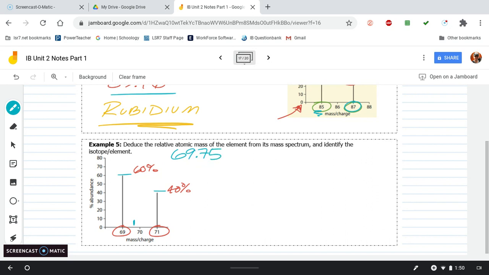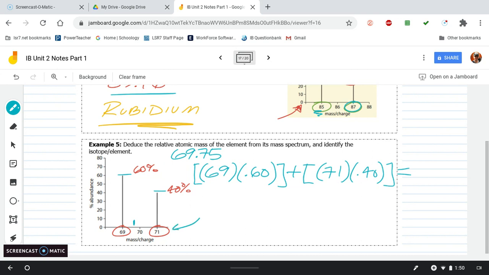And then let's go ahead and do the math and see how I did with my attempt at getting it without the math. So 69, I'm going to multiply that by 0.6. I'm going to bracket that. We're going to add that to this side, which is going to be 71. We're going to multiply 71 by 0.4. So I'm getting the mass values there and the percents there.